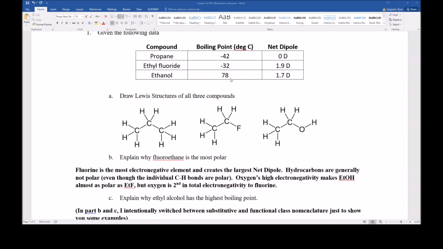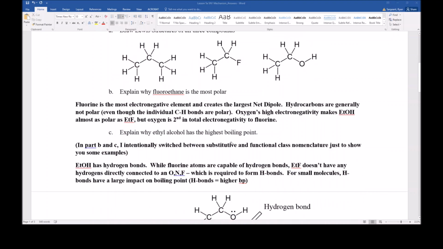Ethanol, with its highest boiling point of 78 degrees Celsius, means that you have to put a lot more energy into a solution of pure ethanol in order to coax the ethanol molecules into separating from each other. It's much easier to coax the ethyl fluoride molecules into separation. In fact, the fluorine really doesn't do much for the boiling point compared to not having a fluorine on there at all. And this has to do with hydrogen bonds.